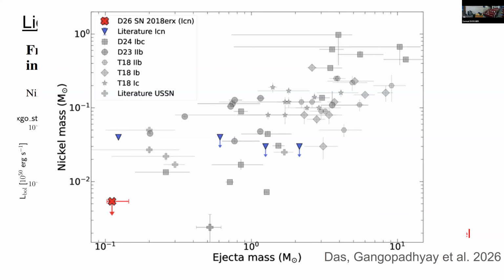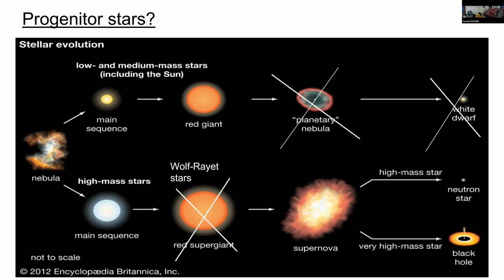We have recently worked on this object, which is SN 2021CN, with Kaustav, and this also shows that the nickel mass and ejecta mass of this class of events are really, really low. So from all kinds of light curve modeling, we find that we get really low ejecta masses for these.